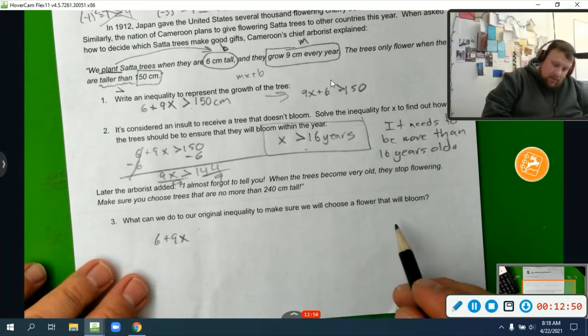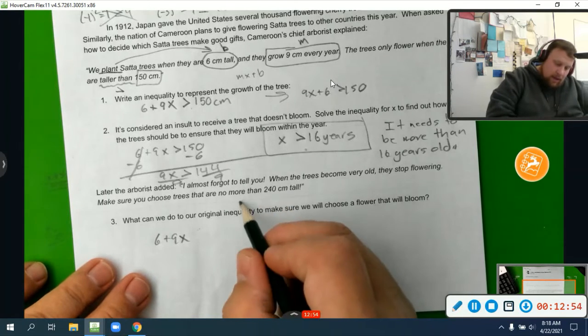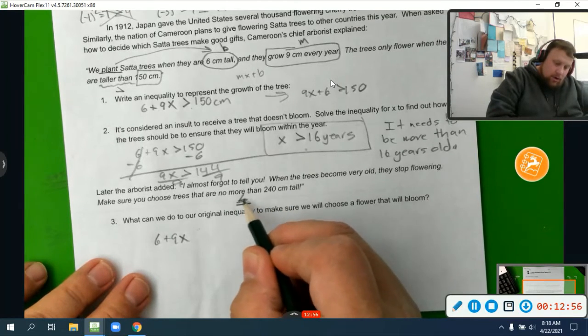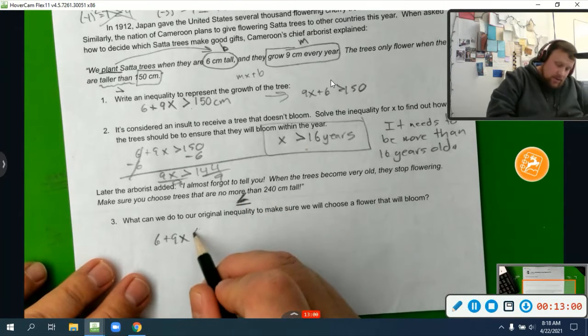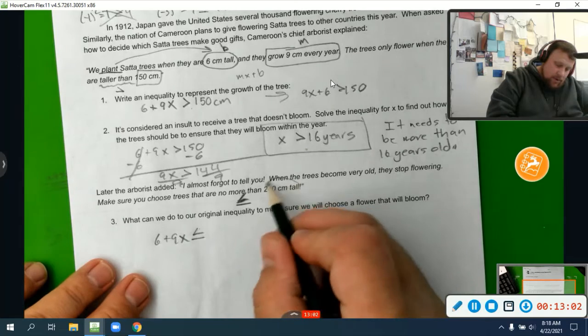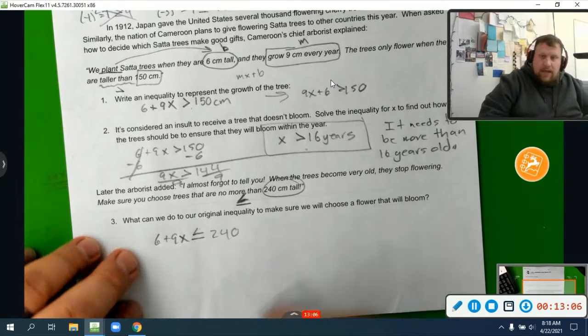Now I want to find out what happens. I need it to be no more than, which would mean less than or equal to. No more than means it can get to that, but not past it. So I want this to be less than or equal to 240. Go ahead and take a minute.